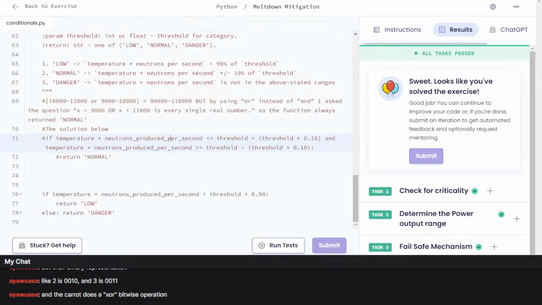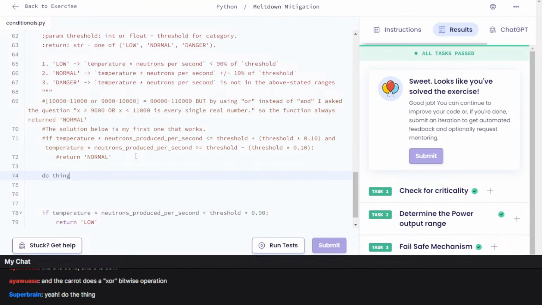Oh, wait. Okay, now I'm gonna do the thing. I said I was gonna write another version of this. So this works, but apparently Superbrain said there's another way I can do it. So I want to try the alternative way. Oh, wait. Is my first one... Superbrain says, yeah. Do the thing. Do the thing.